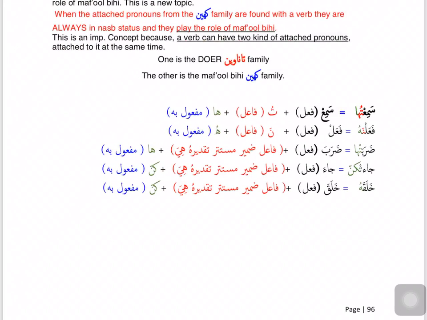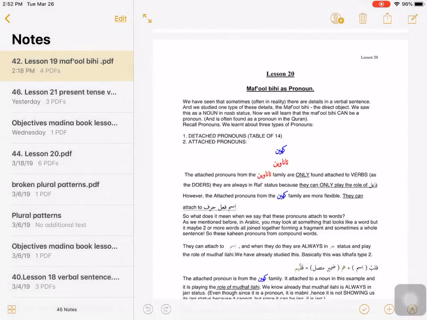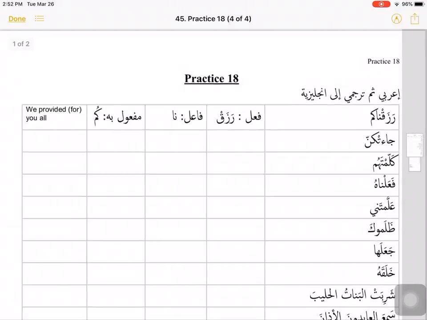So this is what we want to understand inshallah today, that in a jumla fa'iliya, the maf'ul bihi can either be a noun. If it is a noun, it will be in nasb status. But it can also be a pronoun. If it is a pronoun, it will be from the kaheen family: hu huma hum, ha huma hunna, ka kuma kum, ki kuma kunna, ya, and na. These kaheen pronouns, when they come as maf'ul bihi, will be attached to the verb, just as in all these examples, inshallah. We're going to do some examples to get better at it, inshallah.